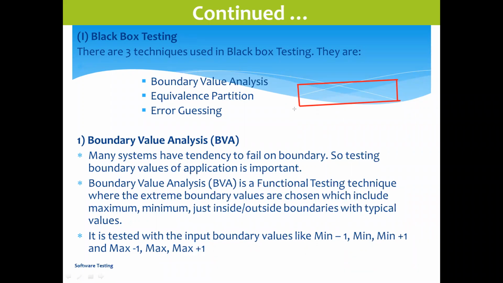So where is the boundary here? This is one boundary and this is one boundary, left side and right side of the text box. The left side is called the left boundary, and the right side is called the right boundary. In boundary value analysis, we have to check both boundaries. Suppose this is for 8 to 40 characters: 8 is the starting length, and 40 is the ending length.